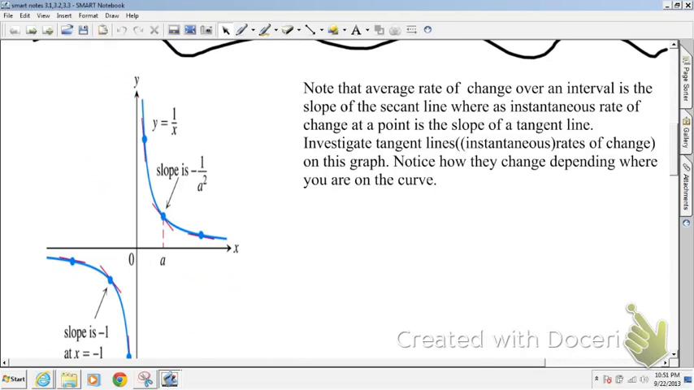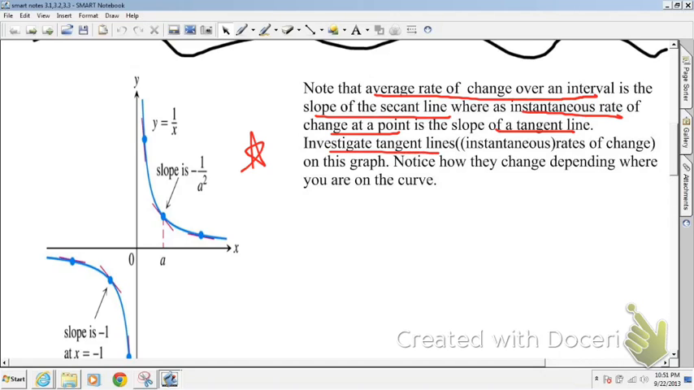Notice in this next drawing, a little reminder here that note the difference between the words average rate of change and instantaneous rate of change. The average rate of change is over a given interval. Over an interval is the slope of the secant line, whereas the instantaneous rate of change at a point is the slope of the tangent line.